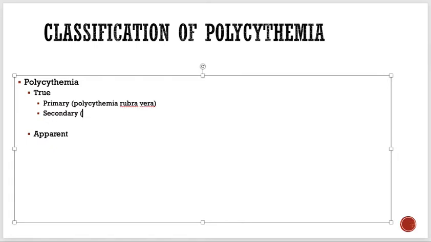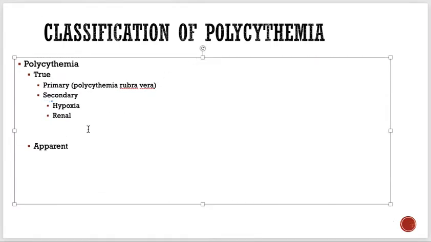Whenever it is secondary, it is secondary to certain conditions. It could be secondary to hypoxia, for example, in people who are living at high altitude. It could be secondary to some renal conditions, for example a tumor in the kidney which is making more and more erythropoietin, and there is more and more production of RBCs. Or it could be excess erythropoietin, which could be due to renal causes or other tumors.